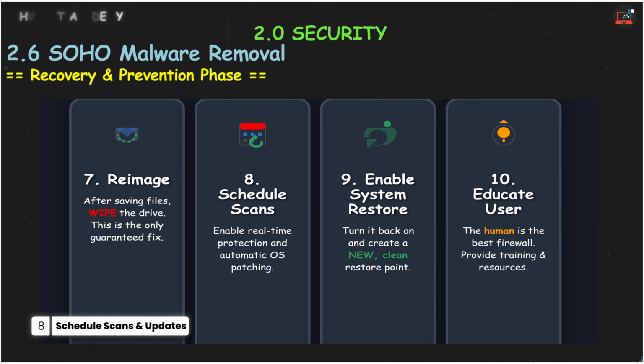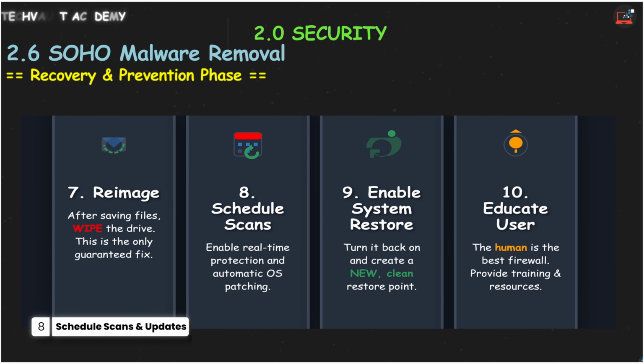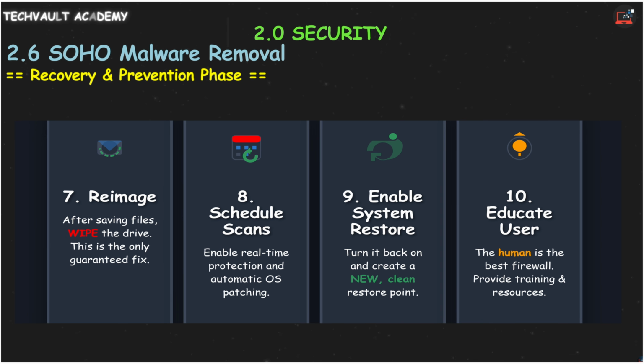Step 8. Schedule scans and updates. Now that the system is clean, let's keep it that way. Ensure your antivirus is set to real-time scanning, which constantly monitors activity. Then, schedule regular, deep scans to catch anything that might have been missed. Just as importantly, configure Windows Update to download and install security patches automatically. An unpatched OS is an open door for attackers.